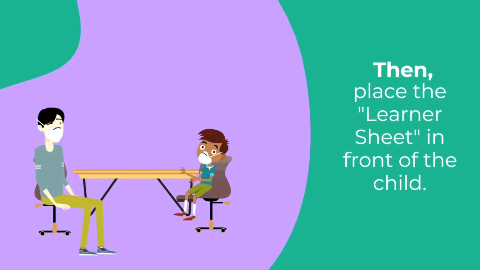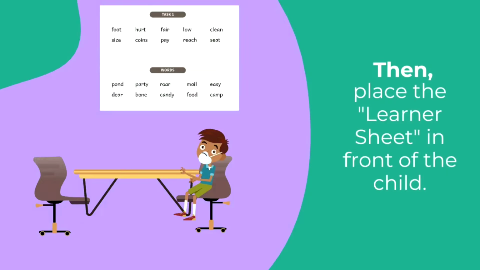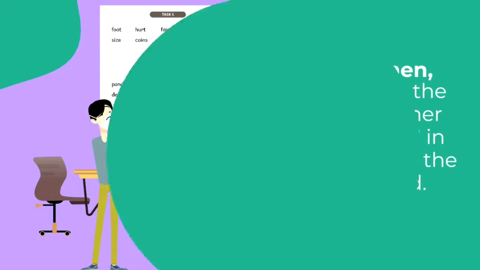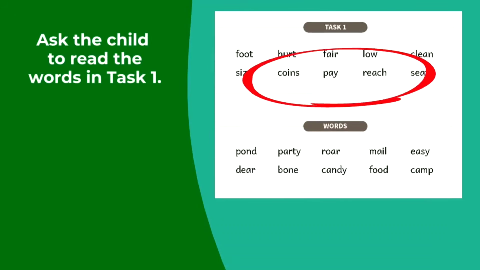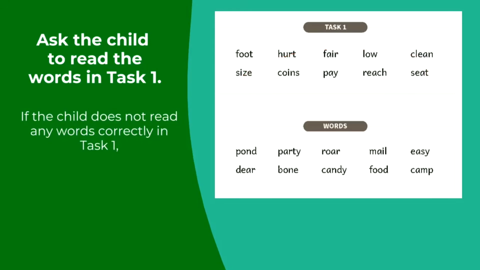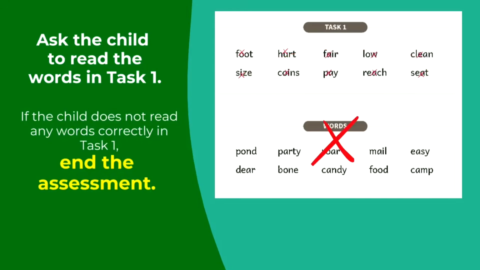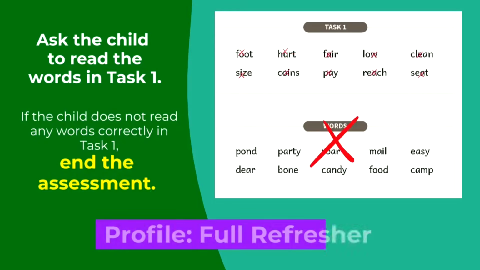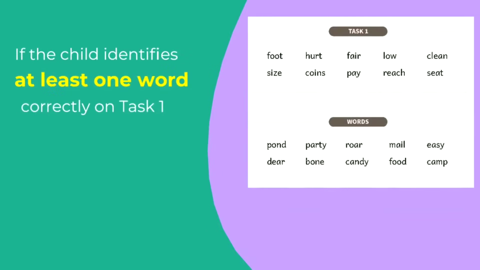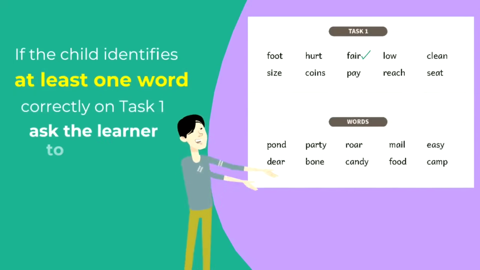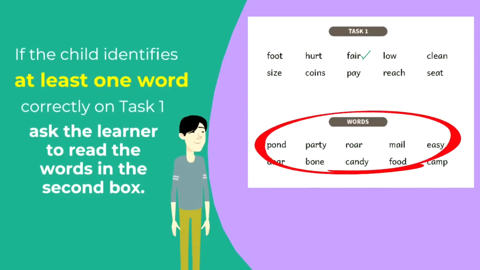When ready, place the learner sheet in front of the child. Ask the child to read the words in Task 1. If the child is unable to read any of the words correctly, end the assessment. This means that the child will need a full refresher. If the child identifies at least one word correctly on Task 1, ask the learner to read the words in the second box.